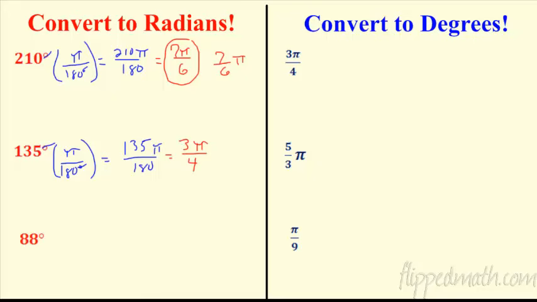And then the finale, you want to try it real quick? Pause, try. Go for it if you're interested. All right, hopefully you got 88 pi over 180. And it's just a matter of reducing. You can start with 2 or 4 to get these things going.